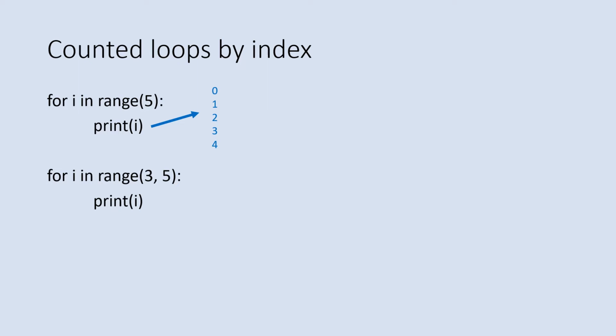If we don't want the entire sequence, we can change the parameter a bit. In this case, we say for I in range 3, 5, print I. And what happens in this case is we start at the value 3 and go to the end of what range 5 would have given us. So we get the two values 3 and 4. So we start at 3 and go up to, but not including, 5.